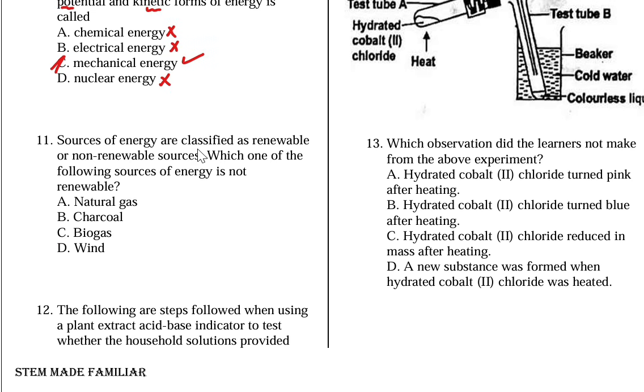Sources of energy are classified as renewable or non-renewable sources. Which one of the following sources of energy is not renewable? So which one is not renewable? Here we have A, natural gas, B, charcoal, C, biogas, we have D, wind.